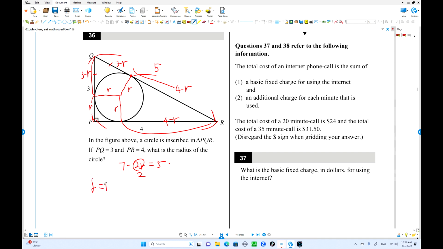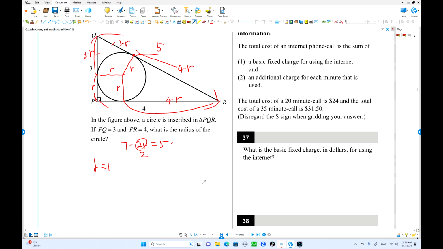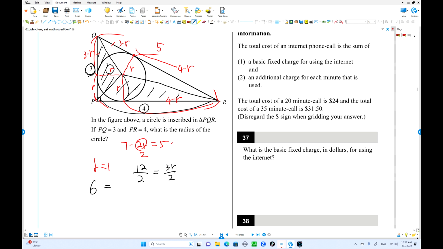Or you can use the area, okay? You can divide it into 3 different triangles this way. The area of this triangle is 3 times 4, which is 12, divided by 2 is 6. That's the area, right? What is the area of this one? 3 times R over 2, right? What is the area of this one? 4 is the base, R is the height, 4R over 2.